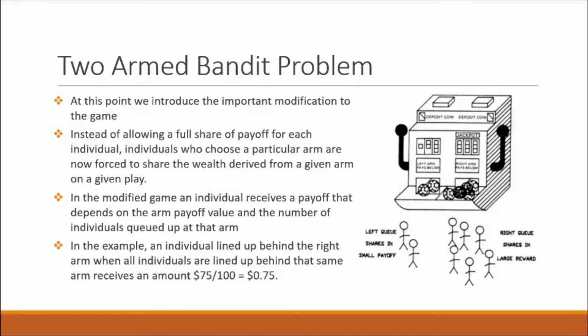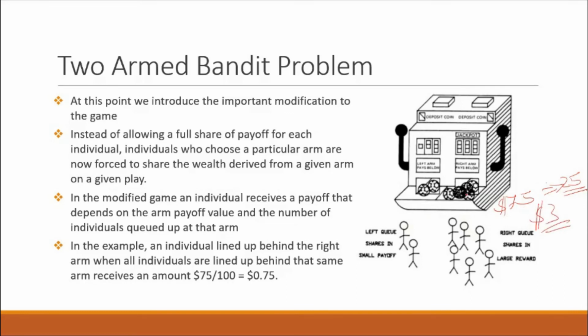That is, if a person is on the right side, selecting the right side, he will get $75. But if there are only 25 people present on that side, then he has to distribute this 75 among all these 25 people. So he will be getting only $3. So that is the condition.